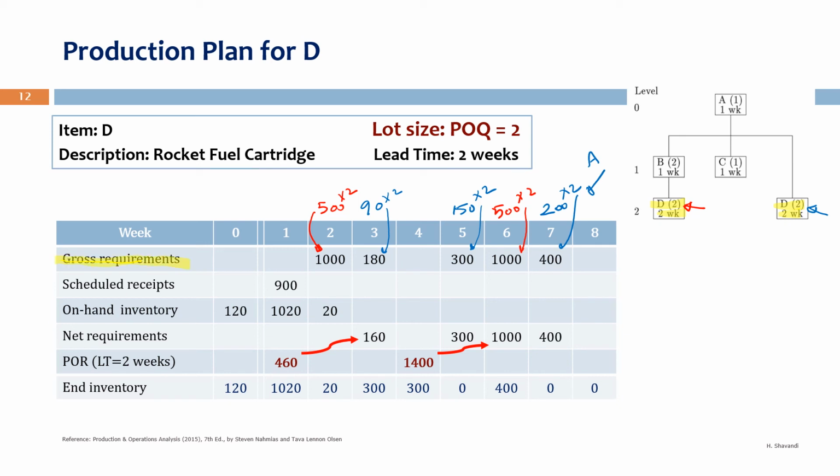And we're supposed to receive 900 items at the end of week 1, and we will have 120 as on-hand inventory at the beginning of our planning horizon. So we will have 1,020 items of D at the end of week 1 in our inventory. So we need 1,000 at week 2. We have 1020. So at the end of week 2, we will have 20 more items of D in our inventory. At week 3, we need 180, we have 20, so we need to produce 160 more in order to satisfy the demand of week 3, okay?